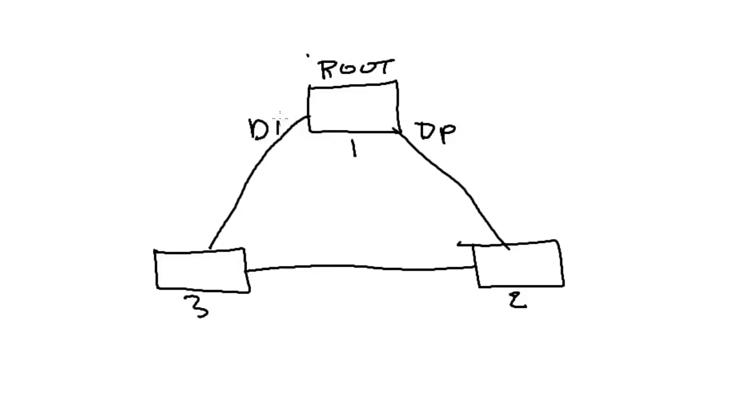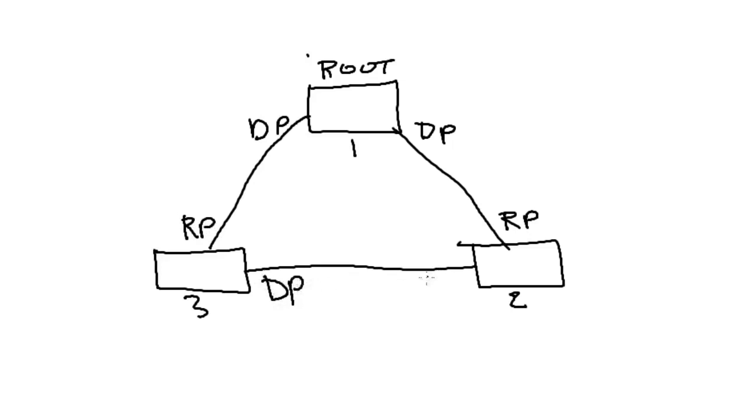designates ports. So in spanning tree, the root never has root ports, because the root port is always the forwarding port that is closest to the root bridge. So this root only has designated ports. Switch 2 and switch 3 both have root ports. That is the forwarding port that is closest to the root bridge in terms of path cost.